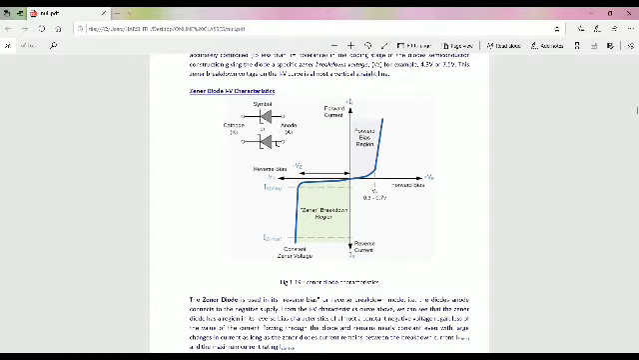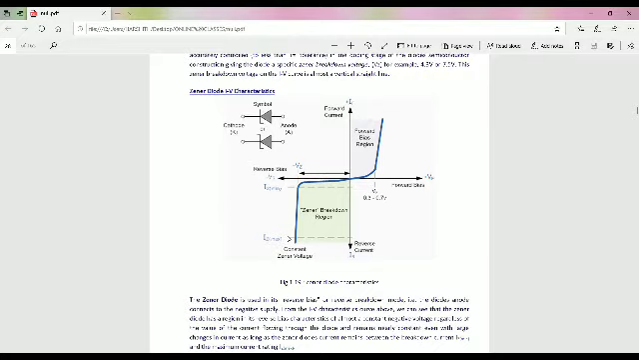As the current increases, the power dissipation PZ, equal to VZ into IZ, increases. The maximum current a Zener diode can carry safely is called the Zener maximum current, denoted by IZ maximum. In practical circuits, the Zener current is limited between IZ minimum and IZ maximum. A current limiting resistor is used in series with the Zener diode.